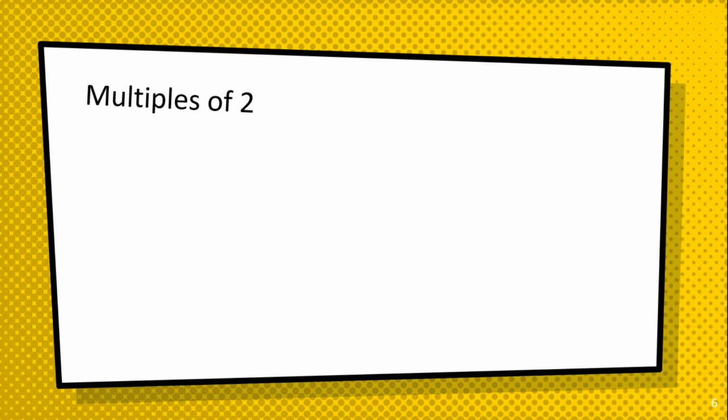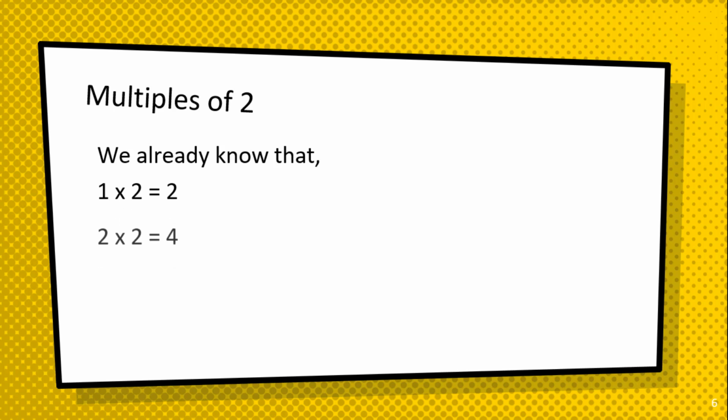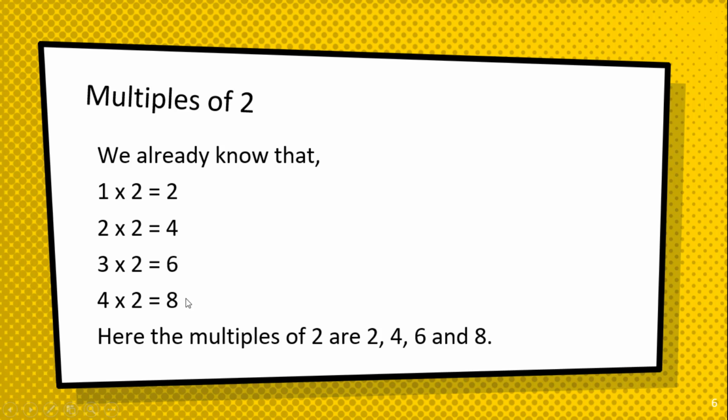What if I asked you the multiples of 2? We will look at the tables of 2. So 1 multiplied by 2 is equal to 2. 2 multiplied by 2 equals 4. 3 multiplied by 2 equals 6. And 4 multiplied by 2 equals 8. So in this case, the multiples of 2 are nothing but the products of 2, which is 2, 4, 6 and 8. Here you can see I have written the multiples of 2.